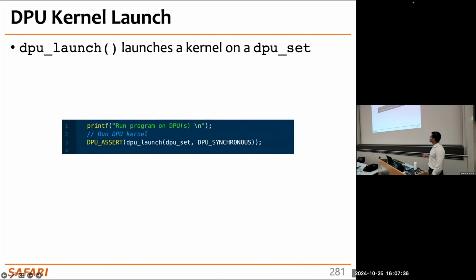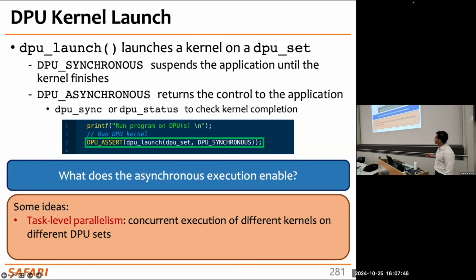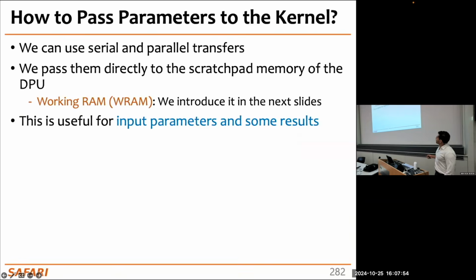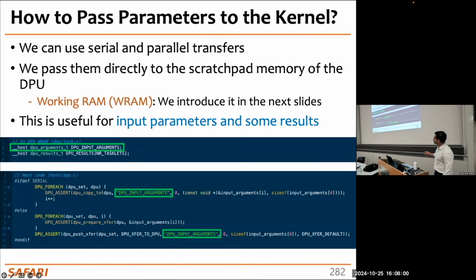After that, you can launch the kernel. To do that, you do DPU launch and the DPU set, and the launch can be either synchronous or asynchronous, depending on the parameter that you pass over here. But mostly you're going to use the synchronous one. You can also pass parameters to the DPU, and to do that, you again use the DPU transfers.